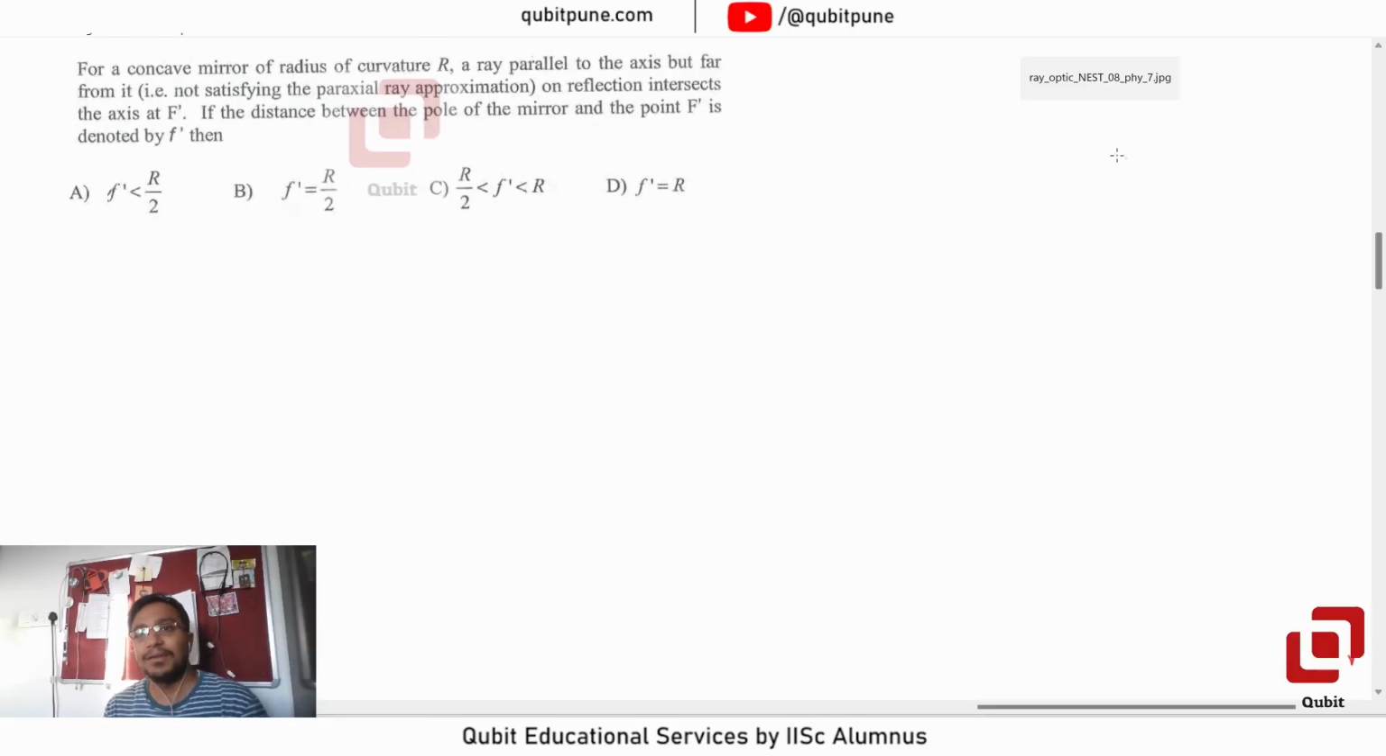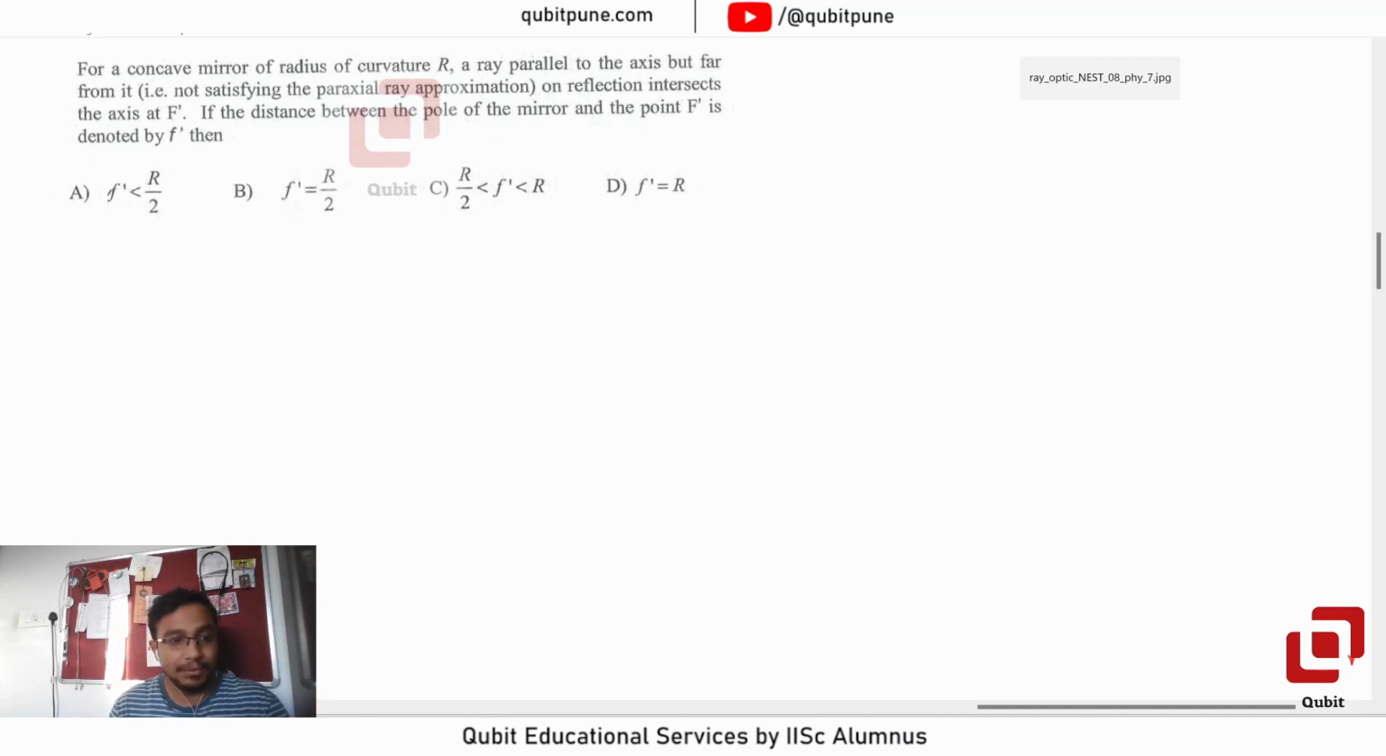This question is from NEST 2008. For a concave mirror of radius of curvature r, a ray parallel to the axis but far from it, that is not satisfying the paraxial ray approximation, on reflection intersects the axis at f prime. If the distance between the pole of the mirror and the point f dash is denoted by small f dash, then small f dash is less than r by 2, equal to r by 2, f dash is in between r by 2 and r, f dash is equal to r.